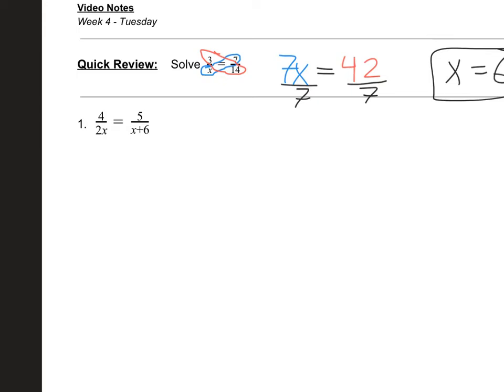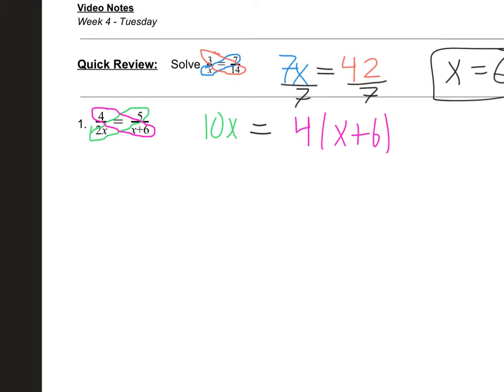So for number 1, again, you're going to start with cross-multiplying. So you're going to multiply 2x times 5. And you know what? I'm not going to circle because that's going to get ugly. I'm just going to put a line through it. So you're going to cross multiply those. Actually, no, I'm going to circle it. Okay, so you're going to cross multiply these. So 2x times 5 is going to be 10x equals. And then you're going to cross multiply these. 4 times x plus 6. So I get 4 times x plus 6.